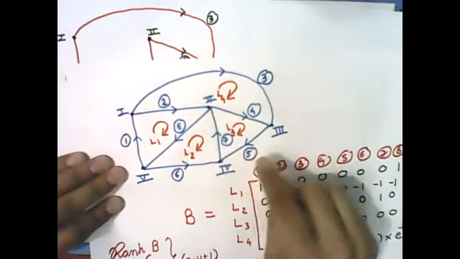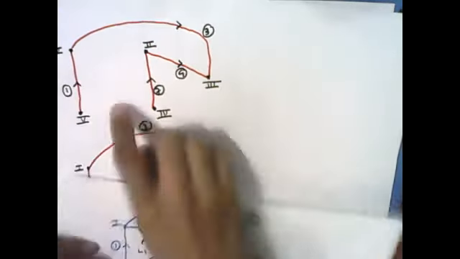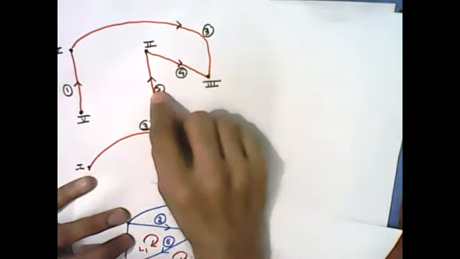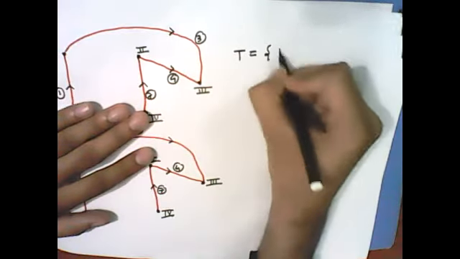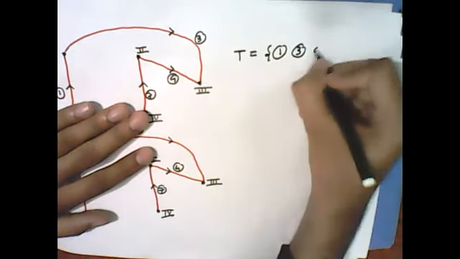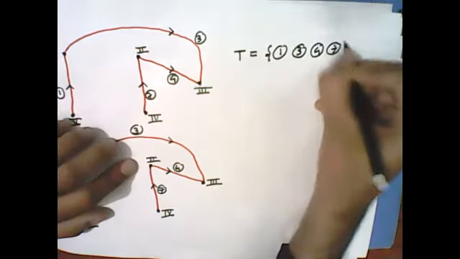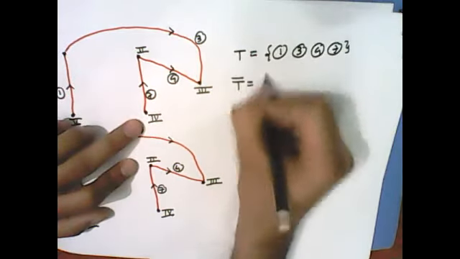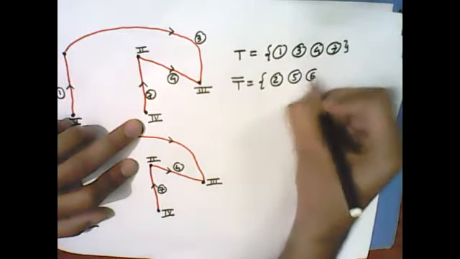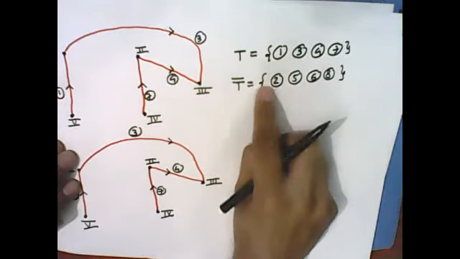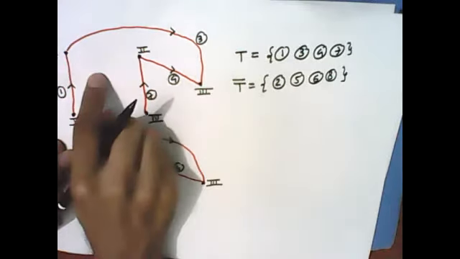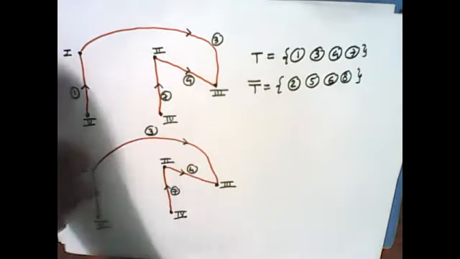So this time I have selected 1, 3, 4 and 7. See, 1, 3, 4, 7 as a tree. So now my tree is 1, 3, 4, 7. Therefore the core tree will be what? 2, 5, 6, 8. Now you just pick one of the chord elements of the core tree, place it into the tree, you will get a loop.